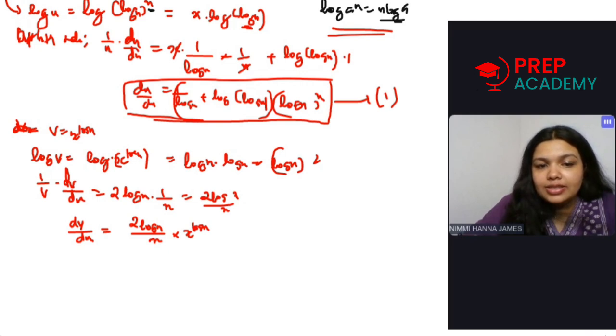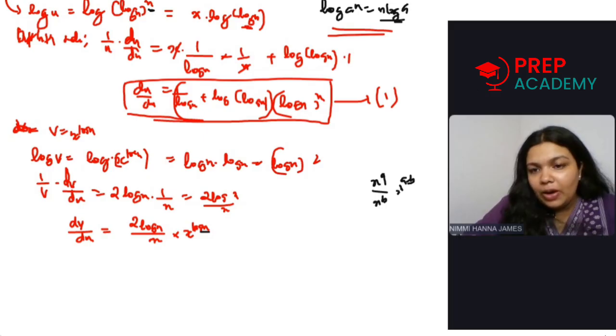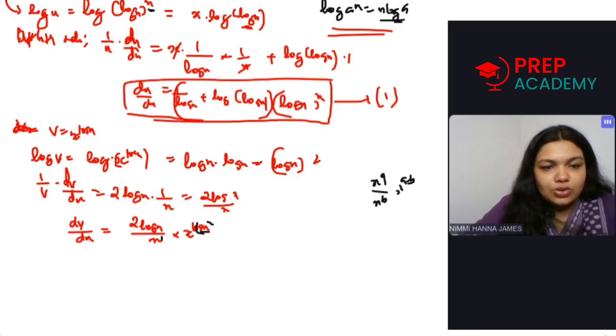Actually we can cut this x and log x, right? Or by using that law of exponents, that x raised to a by x raised to b is x raised to a minus b. Here we have log x and 1 as the power, so log x minus 1. Okay, we can use that. So on simplifying, I get 2 into log x into x raised to log x minus 1. Okay, that is dv by dx.